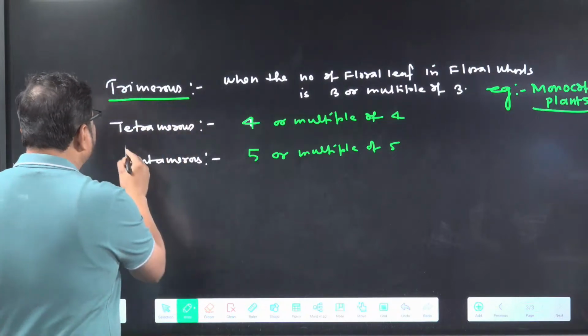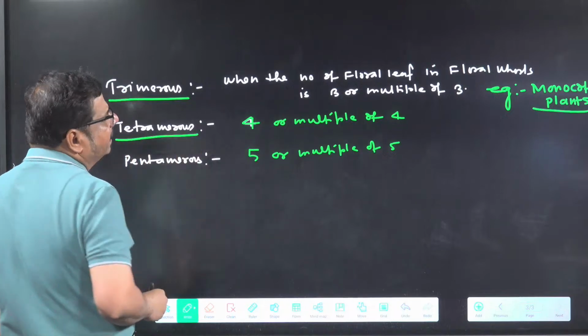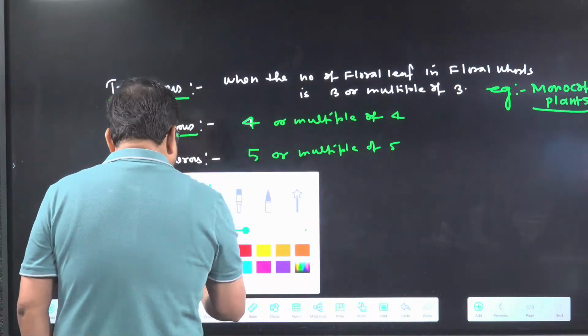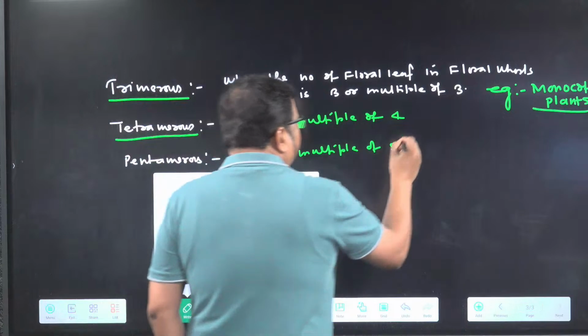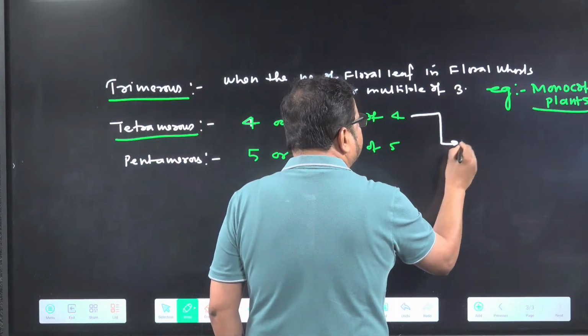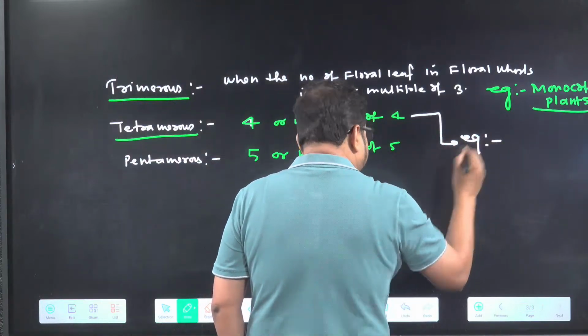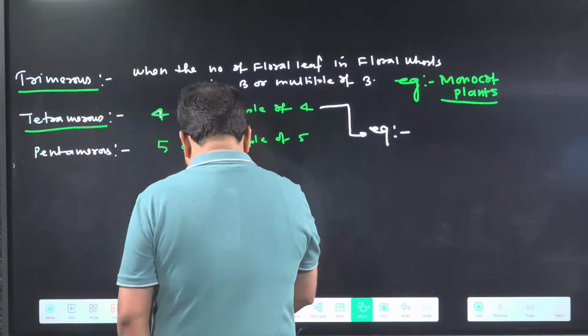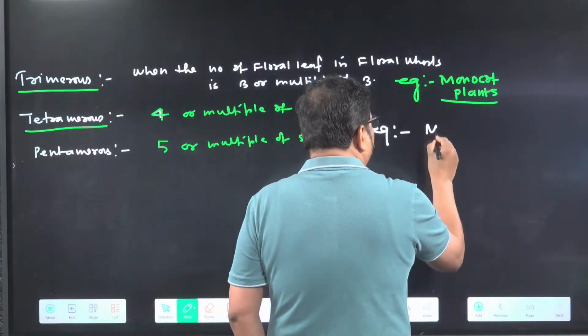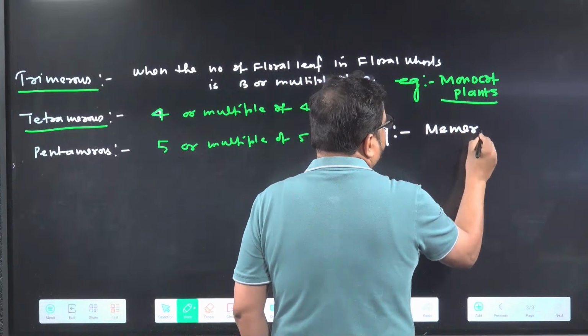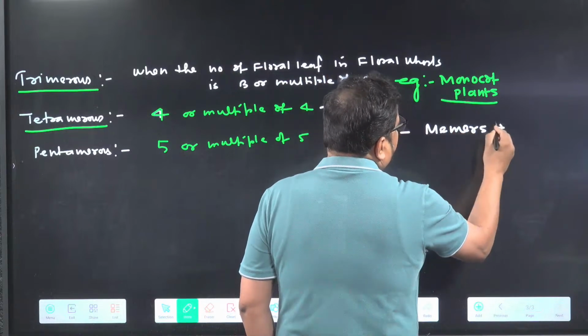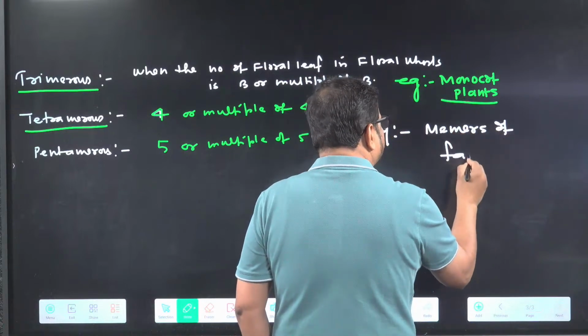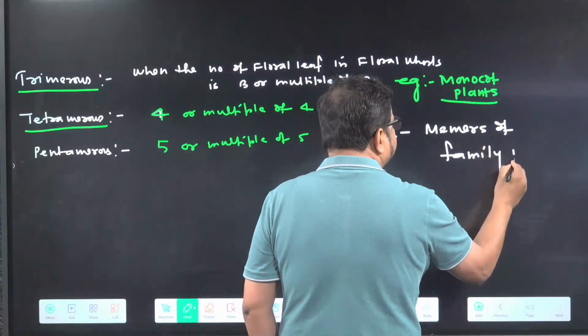Now I am going to tell you about which one? Tetramerous flower. Which one? 4 or multiple of 4. Beautiful example of tetramerous flower is, who will tell me? Members of family Brassicaceae.